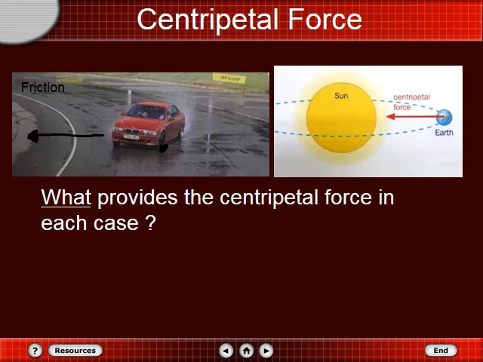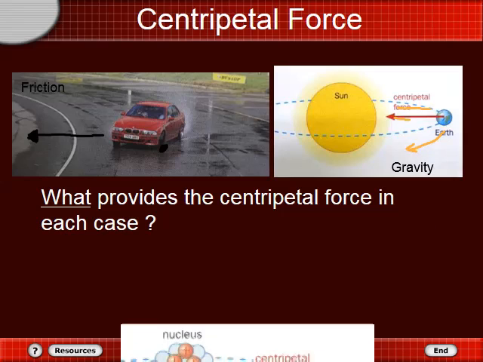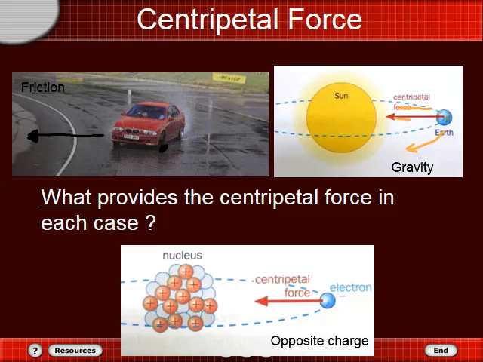In the next case, the Earth is moving around the Sun, so constantly accelerating round. The centripetal force is acting towards the centre, so that would be, in this case, gravity. And we can also get, if we have a look at an atom, electrons going around nuclei, the centripetal force is an electrostatic force between the positive protons and the negative electron.